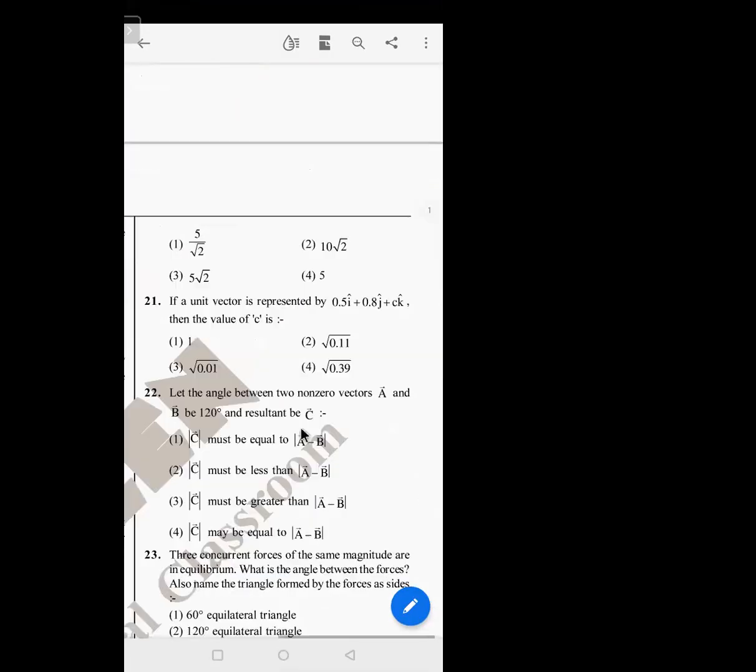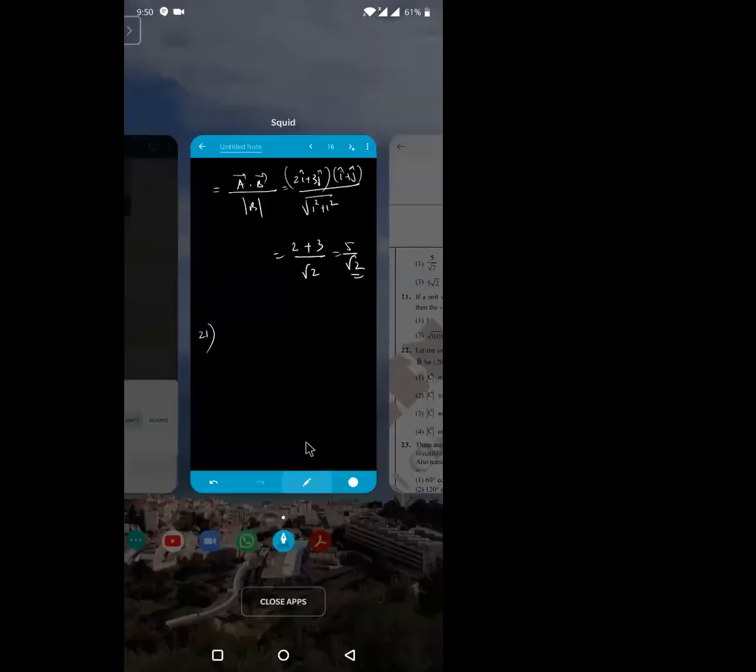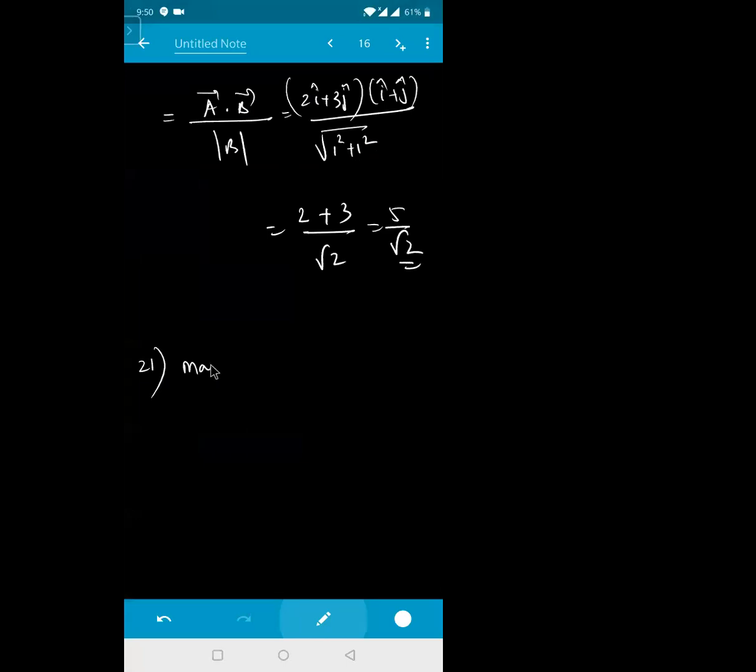Question number 21. If a unit vector is perpendicular to 0.5i cap plus 0.8j cap plus ck cap, then the value of c is equal to how much? I hope everyone might have done it, beta. Magnitude of any unit vector is always equal to how much? 1. Magnitude of a unit vector is always equal to 1. So take the magnitude of this.